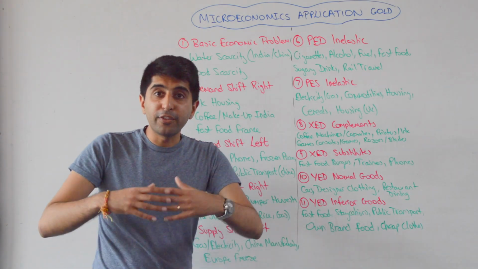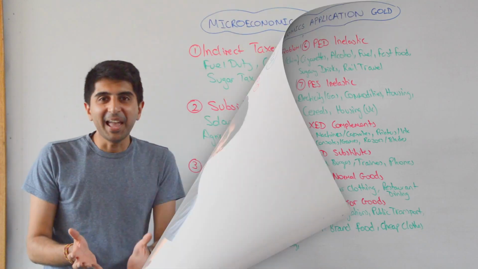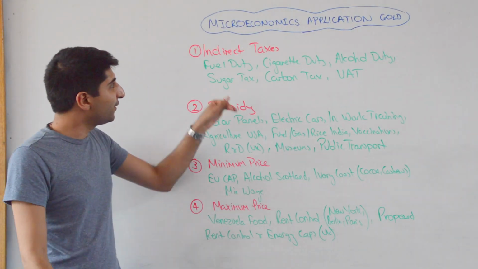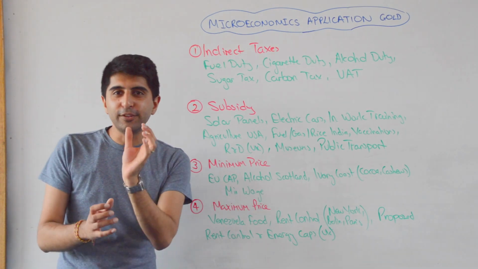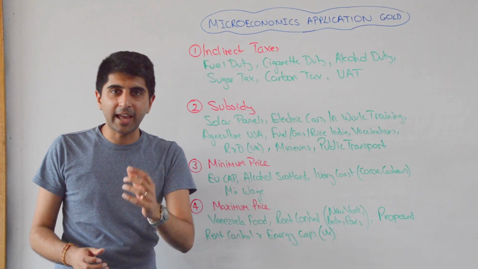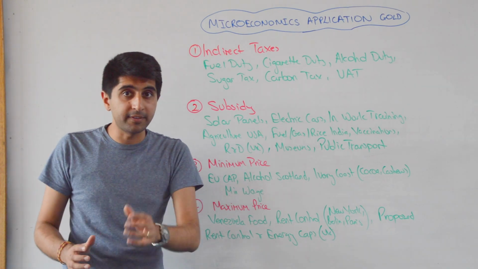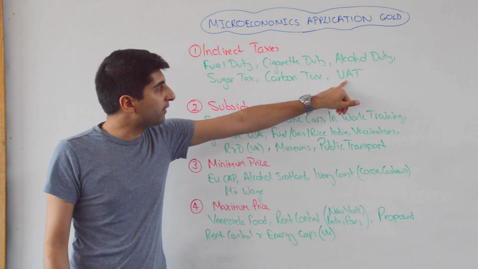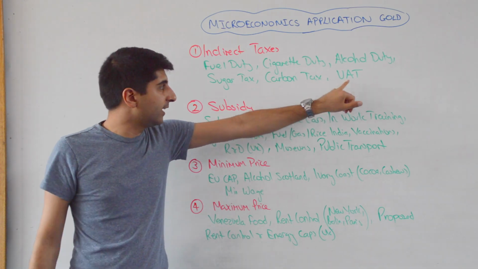Let's now look at other aspects of markets. We want to look at indirect taxes, subsidies, minimum prices, maximum prices. General application of indirect taxes: you've got fuel duty, cigarette duty, alcohol duty, sugar tax and carbon tax. These are all specific indirect taxes. It's a tax per unit sold. Whereas VAT is an ad valorem tax, standing at 20%, i.e. it's a percentage tax based on the final price of the product. The higher the price, the more the raw value of the tax is going to be.